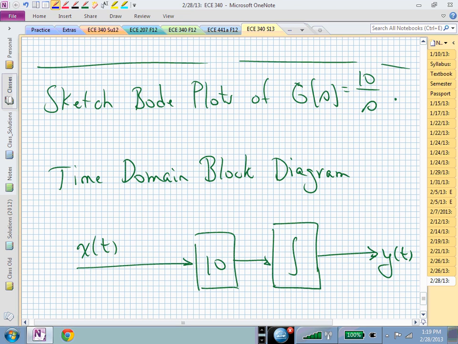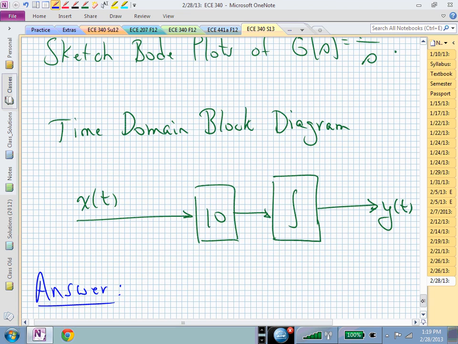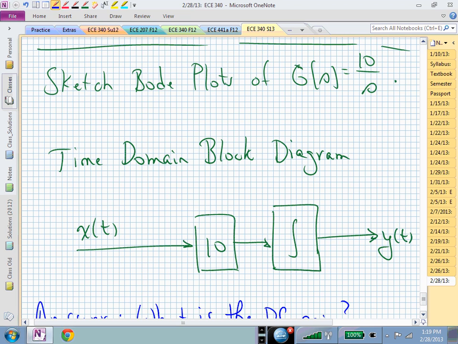Everybody get an answer, or you know how to sketch it if you didn't sketch it? What's the DC gain? What's the DC gain of this system G of S? DC gain?